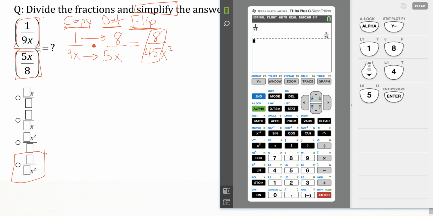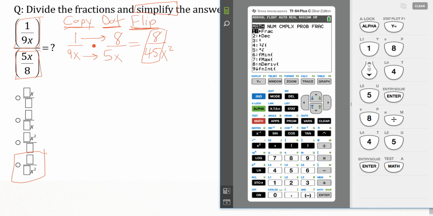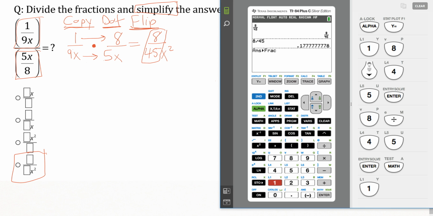If you don't have one of the more modern calculators, you can also still just do 8 divided by 45 and then hit enter. And then on the left-hand side, you'll see the math button. Hit math, and then you're going to want number 1 there, the frac button. And it's going to grab your answer and hit enter and turn it into a fraction. And again, we can see that we get the 8 over 45.